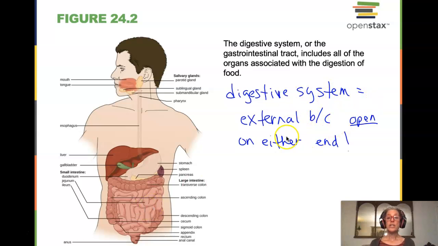The entire digestive system is considered external because it is open on either end. Way back when we first started talking about the normal microbiota, or the normal flora, we said it is only on external surfaces. And our digestive system is certainly colonized with normal flora, and that is because it is technically outside of us.